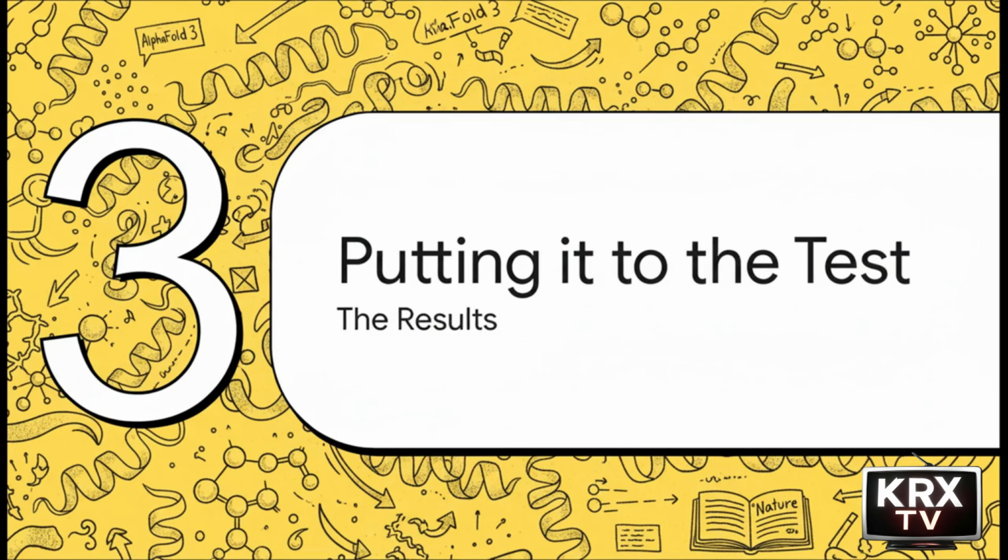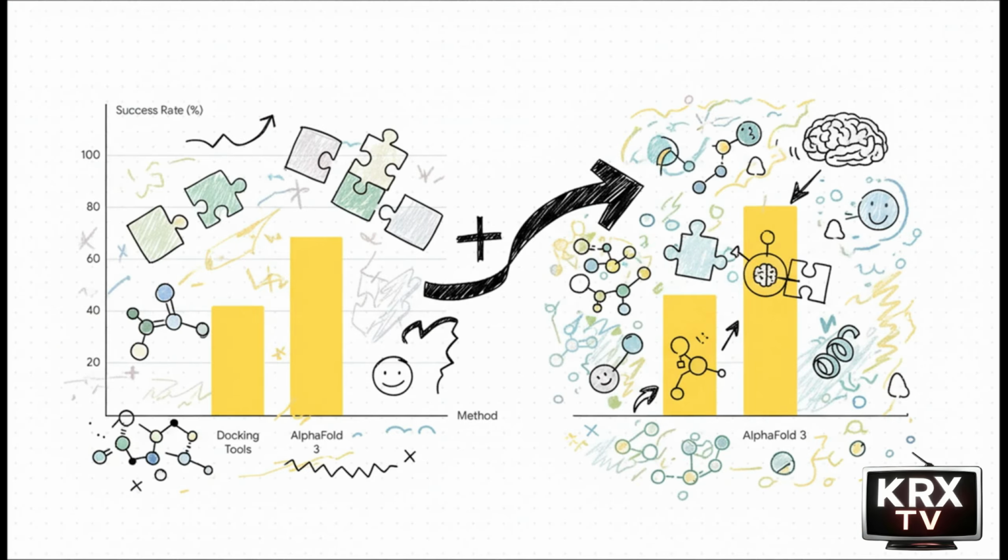Okay, so that all sounds pretty amazing in theory. But the big question is, does it actually work? How well does this new engine perform in the real world? Well, the results are kind of stunning. Let's dig into the numbers. All right, first up, predicting how a potential drug binds to a protein. This is absolutely critical for drug discovery. The traditional tools used for this get it right about 42% of the time. Not bad, but now look at AlphaFold 3. It nails it almost 69% of the time. That is a huge leap in accuracy, a massive improvement.